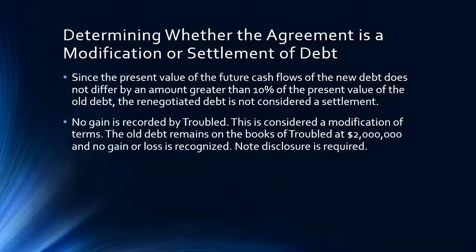Since it's considered a modification, the old debt remained on the books of Troubled at $2 million. However, note disclosure is required.